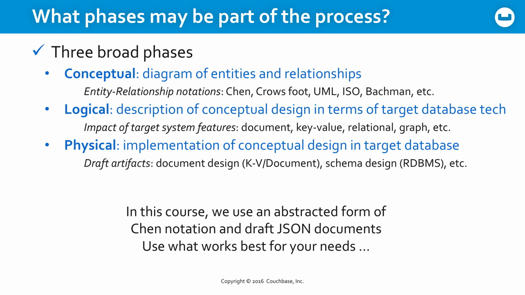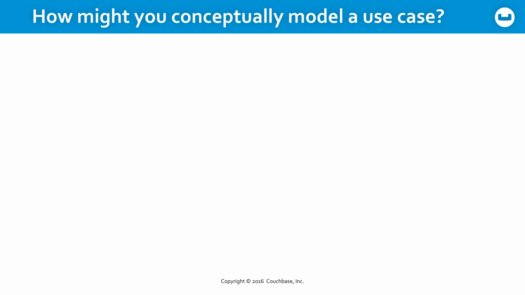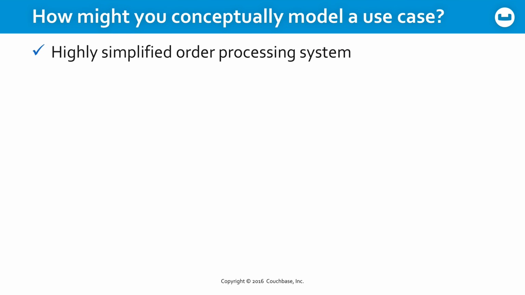In this course, again, we use an abstracted form of Chen notation, and we're going to be showing drafted JSON documents which express that conceptual design. Again, you'll use what works best for your needs. So how might you conceptually model a use case? Well, imagine a very simplified order processing system.